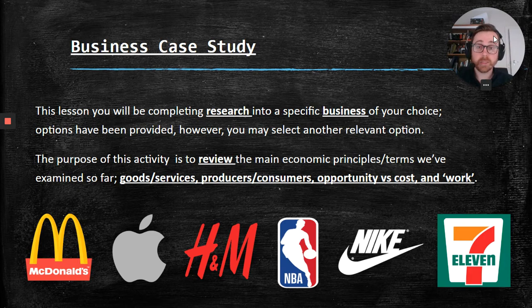This lesson, you'll be completing research into a specific business of your choice. Options have been provided, however, you may select another relevant option. So I've had room on my slides to put 6 in. So I've got McDonald's there, that one's familiar to everyone, I'm sure. That's Apple. H&M is a clothing store, a big clothing brand. The NBA, because the NBA is a business. Nike, and 7-Eleven. So if you'd like to choose a different business, that's fine. Pick one that interests you or that you're curious about.